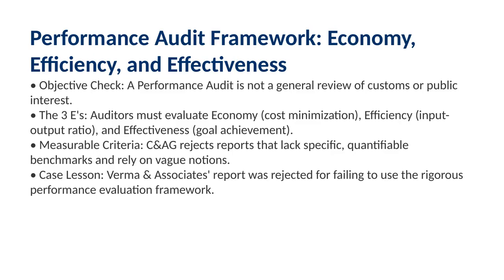If the firm failed to use specific, measurable criteria and instead relied on vague notions of public interest, the audit lacks the rigor required for a performance audit. The C and AG was right to reject it because the audit didn't meet the objective of assessing the actual performance of the PSU.